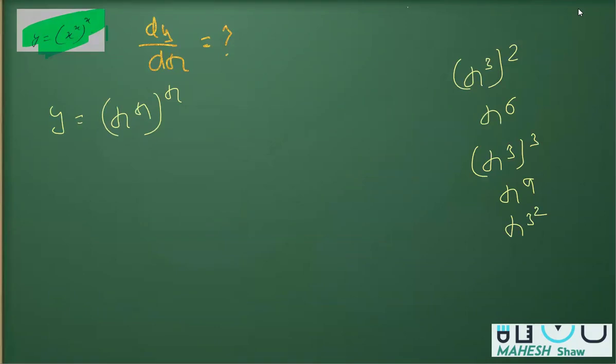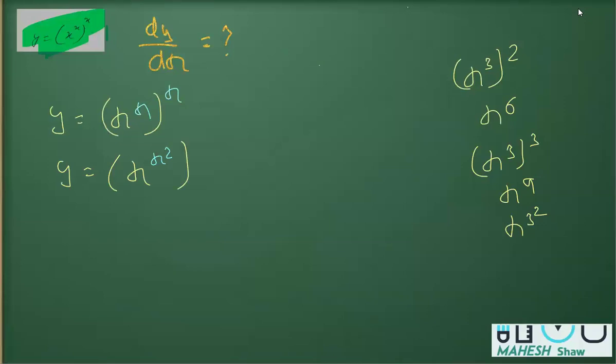I can write this as y is equal to x. What I'm going to do here is to multiply these two. Power over power is power multiplied. And I can write this as x square. I wrote this x into x as x square.